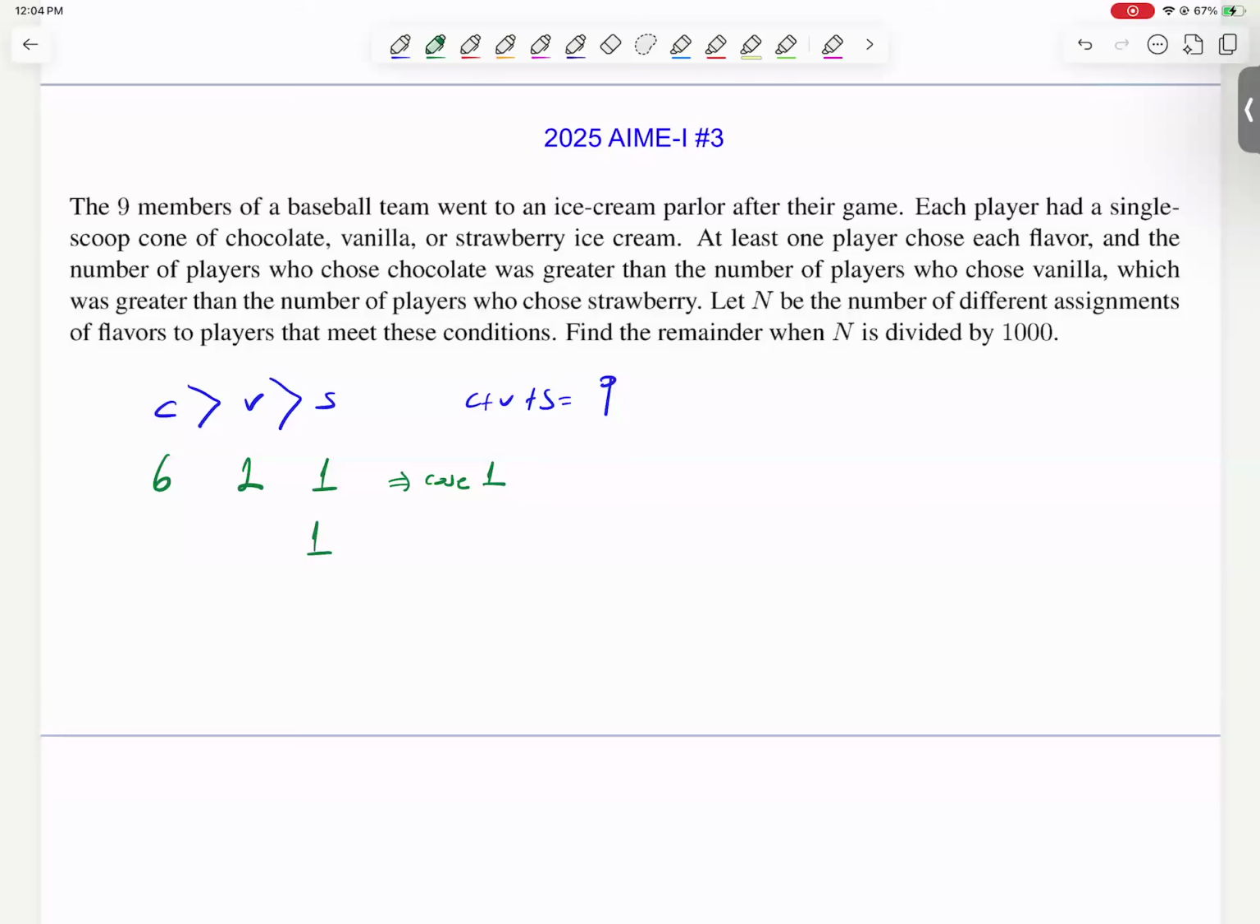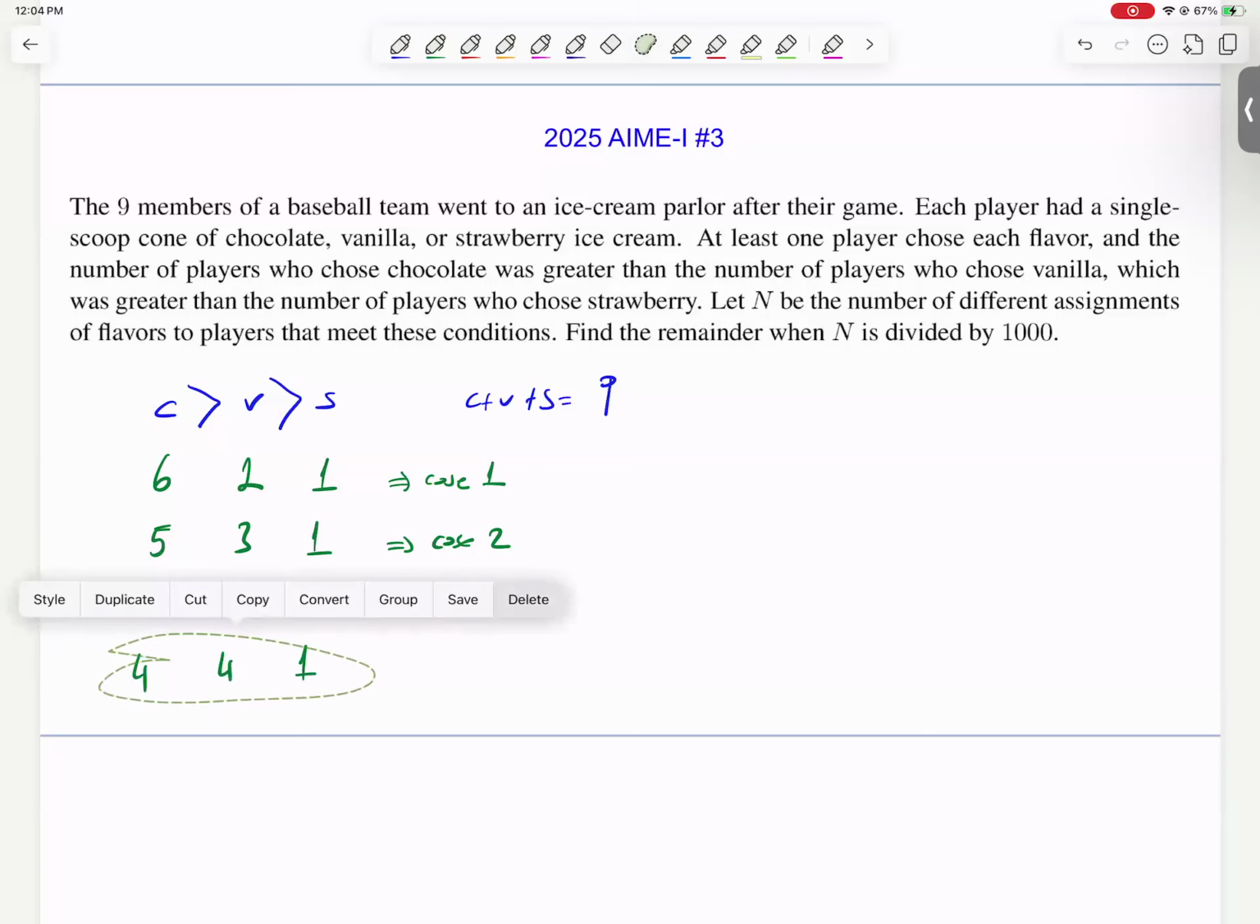If S is 1, V could be 3. 1 plus 3 is 4. Then C is equal to 5. That's our case 2. And if we say 1, 4, 5, then V has to be 4, which is not possible, since C has to be greater than V.